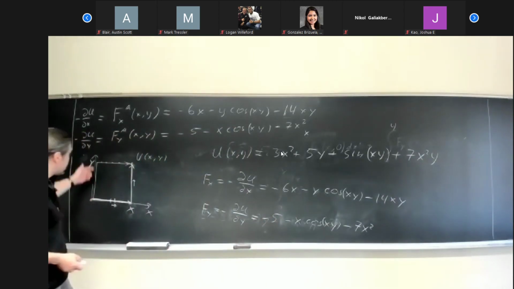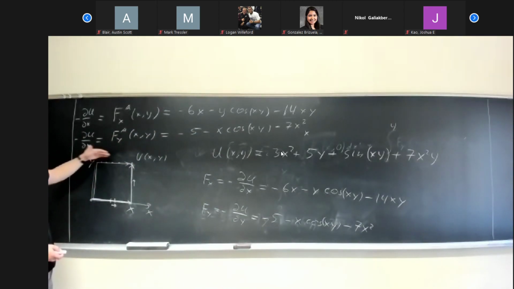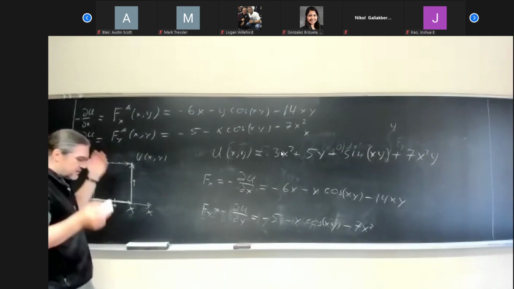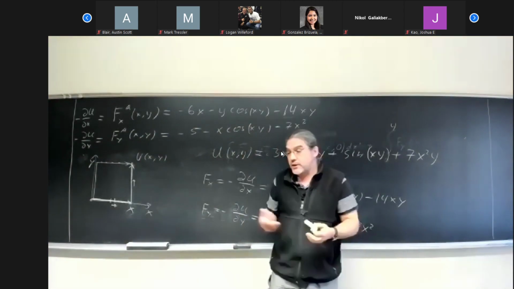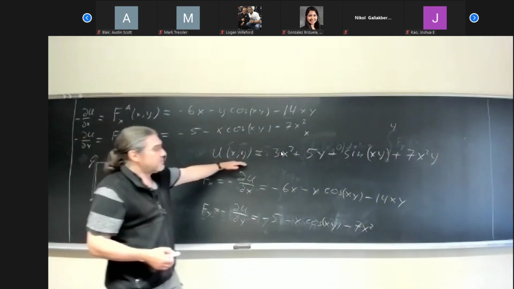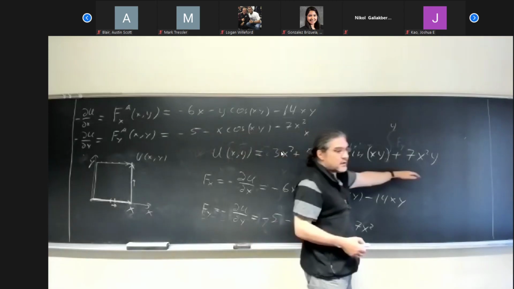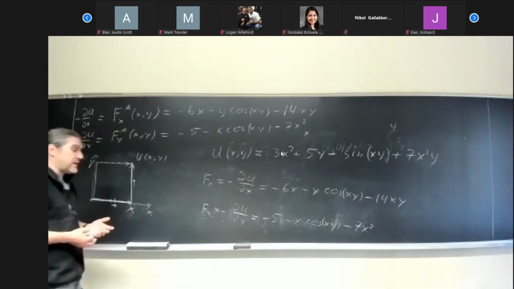So now along this path, here you integrate over y, so only y is important, here you integrate over x, so only x is important, and so Fx is important, and so forth. And you will get exactly the same potential energy. And so this way you will see that it indeed does not depend on the path.